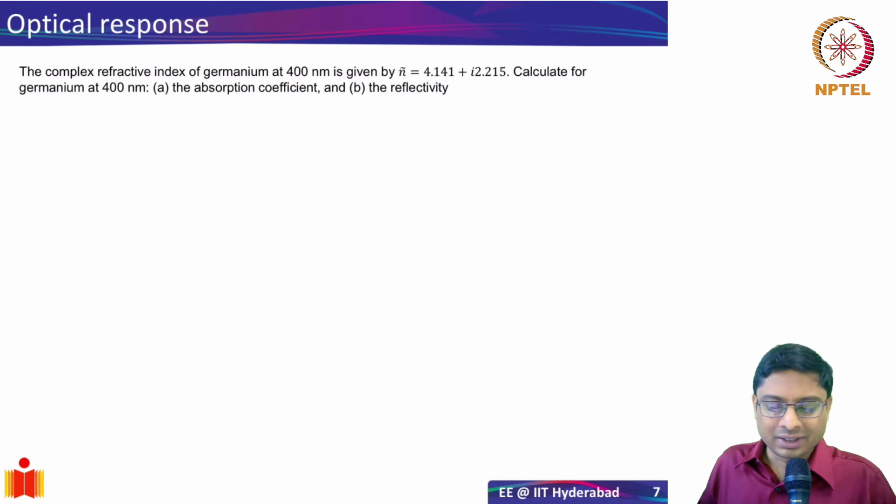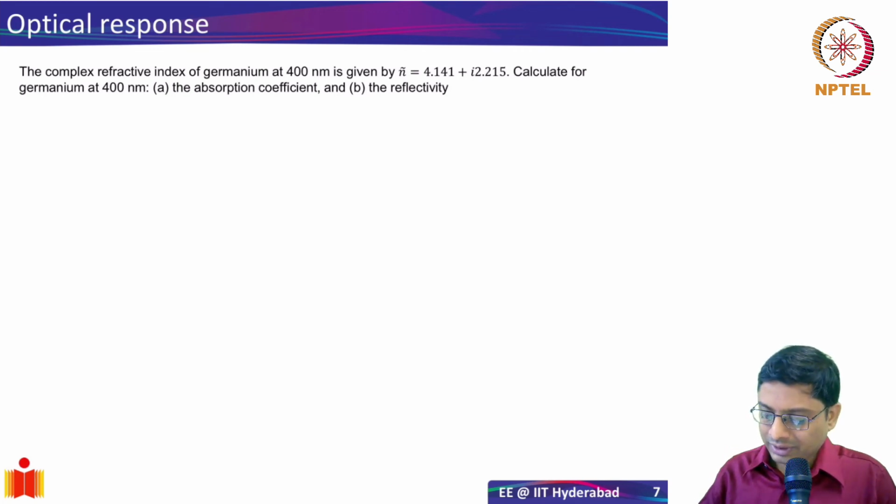Let me do a quick numerical example just to expose you to some numbers. Here is a small example problem wherein the complex refractive index of germanium at 400 nanometers is given by 4.14 plus i 2.21. Calculate the absorption coefficient and reflectivity. Absorption coefficient we already introduced. 4.14 is the real part, and 2.21 is kappa. The absorption coefficient we saw was essentially 4 pi kappa by lambda.